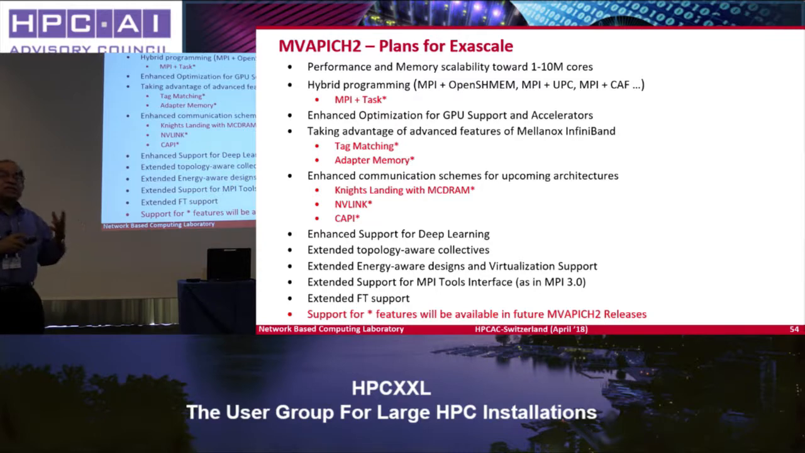MPI plus task, that is a new paradigm which is coming. Tag matching hardware for Mellanox, adapter memory, we are working on this. KNL has this MCDRAM. So how do you take that MCDRAM inside the MPI library? How do you take advantage of that? Similarly, trying to optimize on NVLink and Caffe. And then, of course, the continuous support on deep learning. So that is the new field which is coming. The more we know about the communication patterns, the more we try to optimize. So these are the kind of things that will be released.